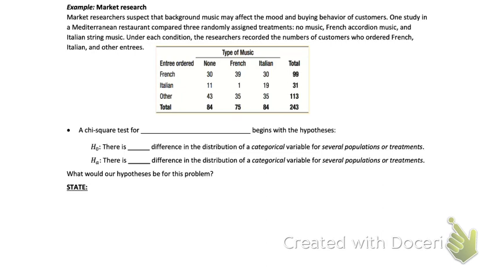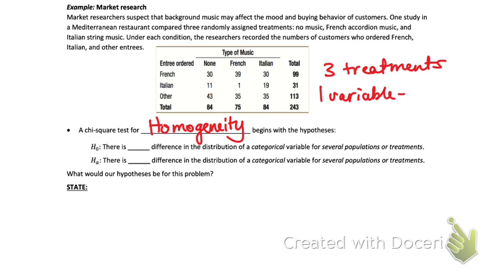So we have 3 different types of music. Those are the treatments. And we're trying to look at, is the distribution of entree ordered the same or different in each of these treatments? So a chi-square test for homogeneity would be the one we would use here. It's homogeneity because we have 3 treatments and we have 1 variable, which is the entree. The treatment is the music, so whatever music is playing, that's the treatment. The entree that they are ordering, that's the variable that we're notating.